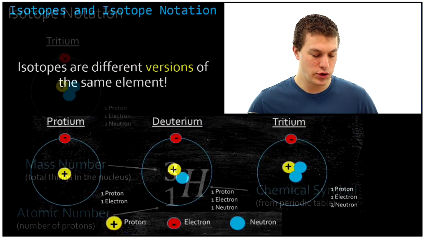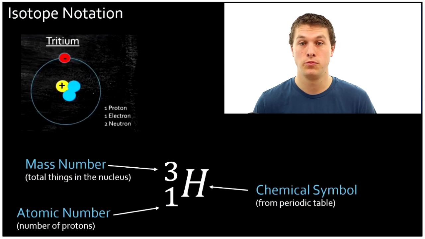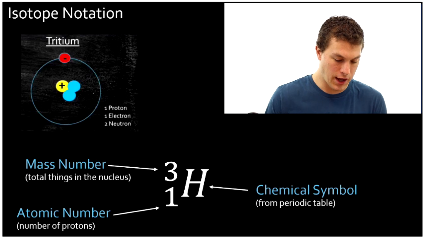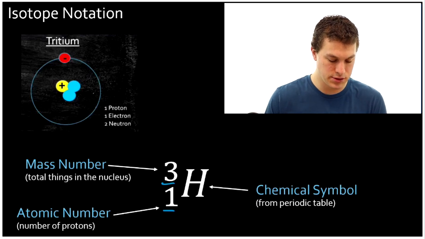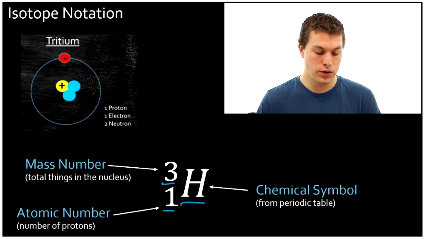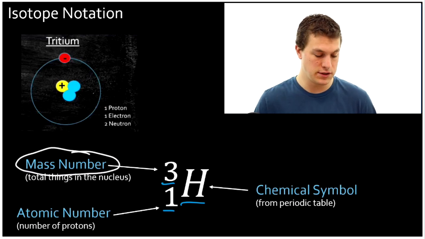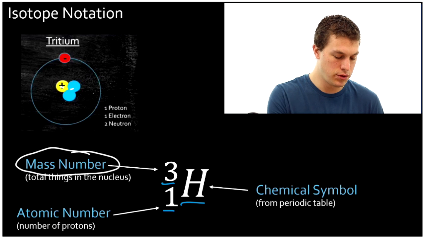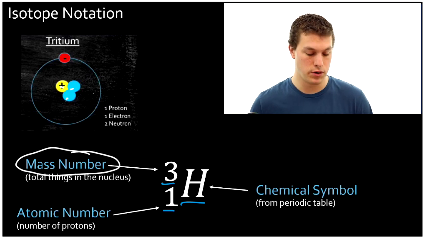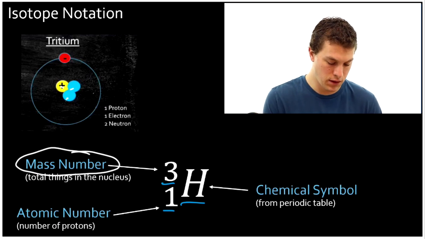Well, isotope notation looks like this. Let's say we want to tell people that we have tritium. We write a 3, a 1, and an H. What do each of those mean? Well, the 3 tells me the mass number. That is the total number of things in the nucleus. Here you'll notice there's 1, 2, 3 things in the nucleus, 2 neutrons and 1 proton. That's where that 3 comes from.